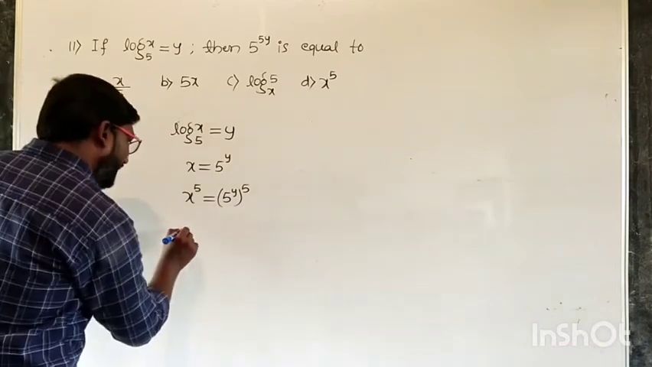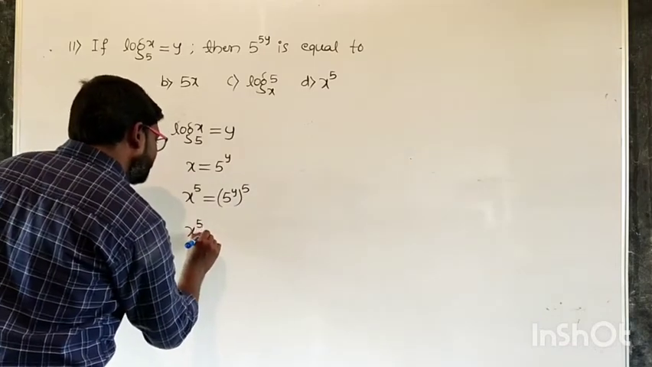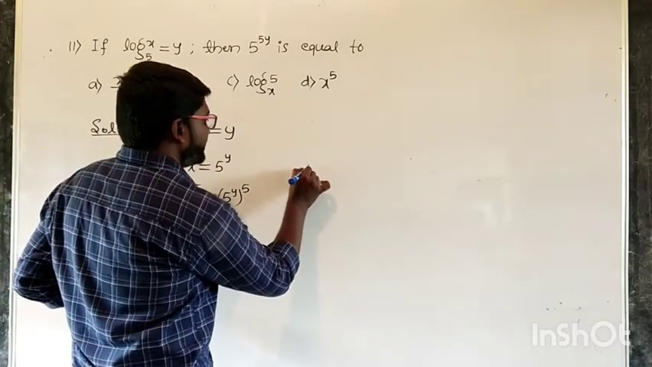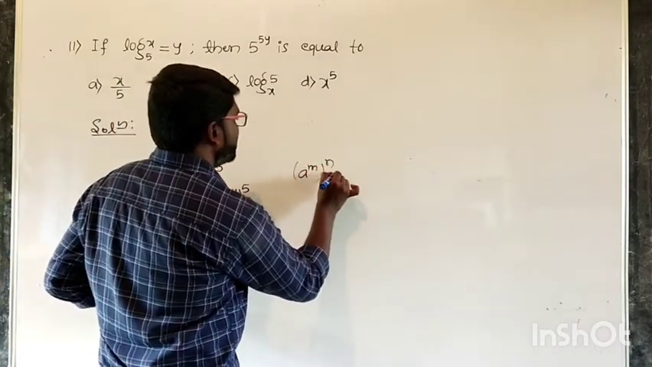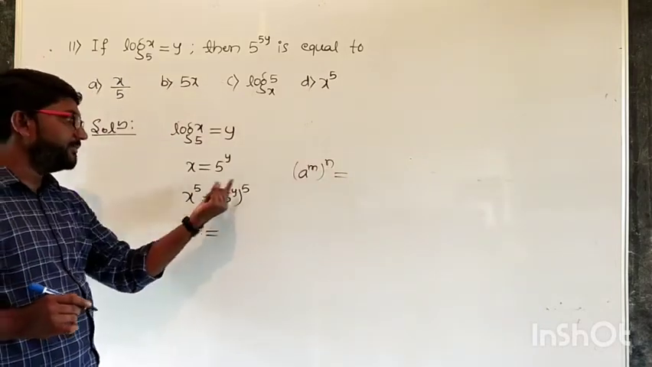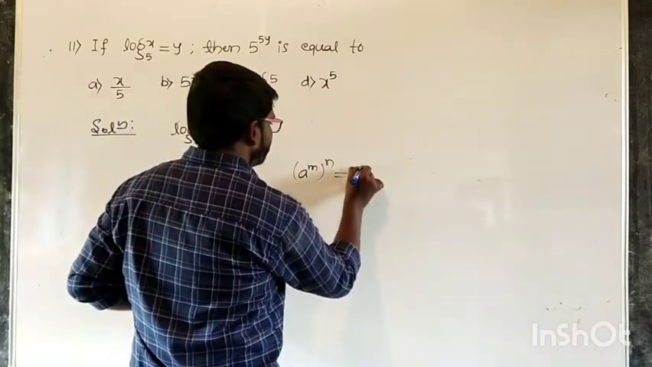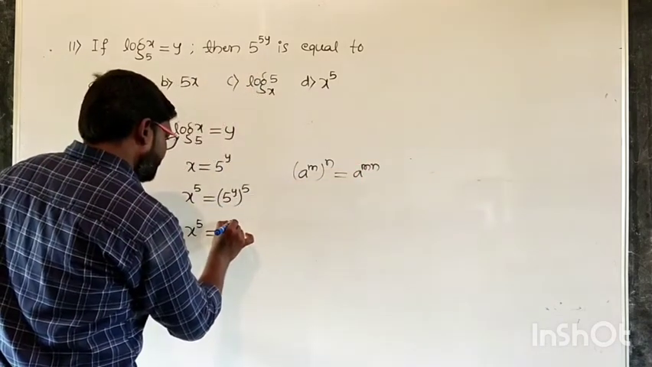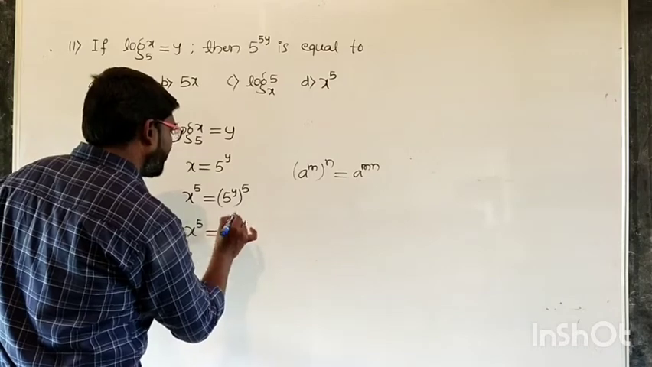So now I write x to the power 5 as it is, which is equal to, this is there in the form of a raised to m whole raised to n. That means a to the power mn. These two will be multiplied. A raised to mn. Similarly, 5 to the power 5y or y5, both are same.